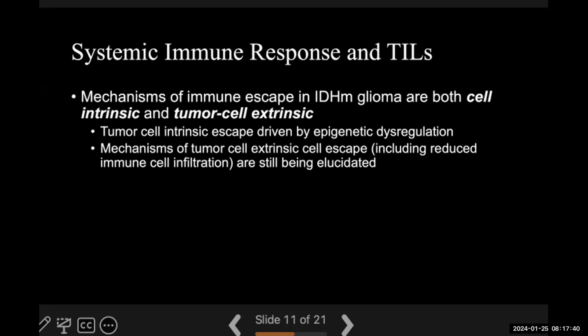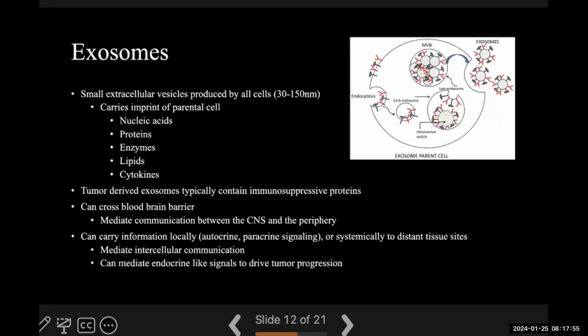So to get an understanding of these systemic effects and how these tumors can communicate with the leukocytes that we have in our peripheral system, we started looking at this idea of exosomes. Basically, what are exosomes? And we'll go over that briefly as well.